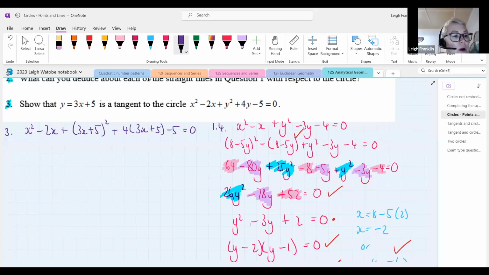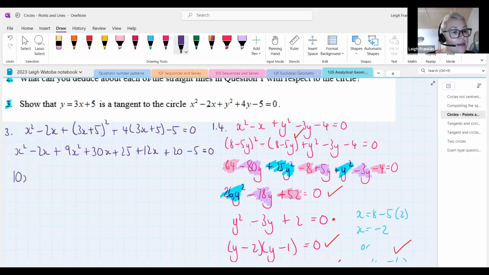Again, I'm just going to do multiplying out. So we'd end up with x squared minus 2x, squaring our binomial. We'd end up with 9x squared. 3x times 5 is 15x, so that would give us 30x in the middle, plus 25, plus 12x, plus 20, minus 5 equals 0. And now we can get it into standard form. Okay, so this would give us 10x squared. So that would be 28, and 28 plus 12 would leave us with 40, wouldn't it?